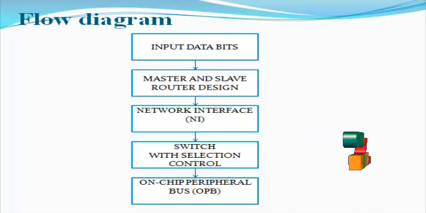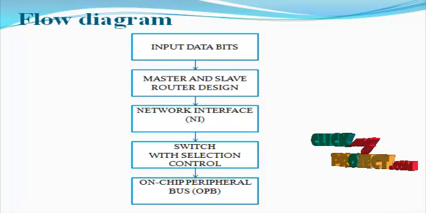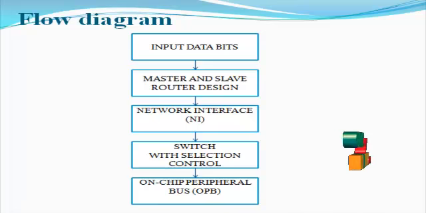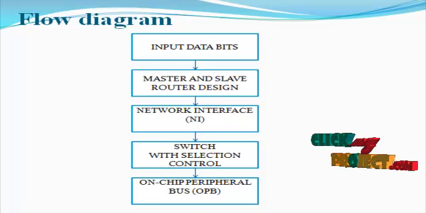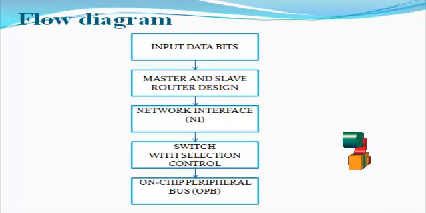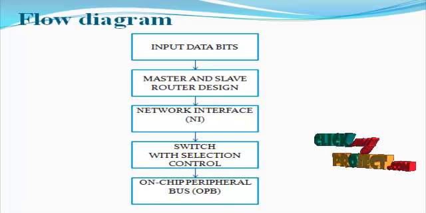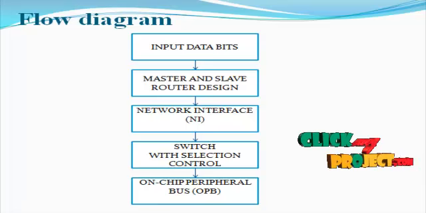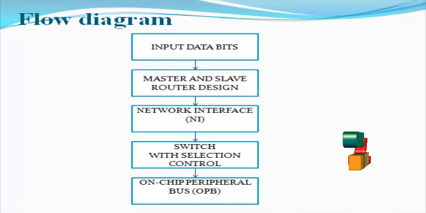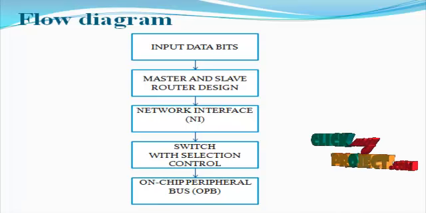The master external router is selected for the 4 slave positions, and we check what result is to be passed to the outer result. These results are selected based on the selection control and passed to the on-chip peripheral bus. This on-chip peripheral bus controls the overall pipeline connection for the router architecture design.